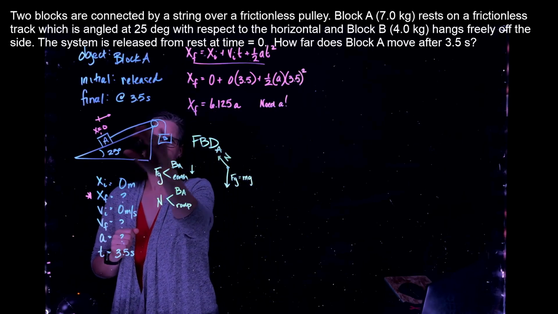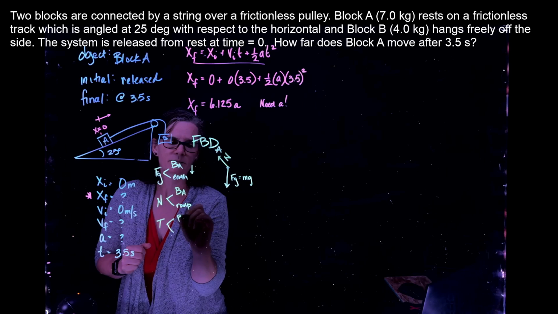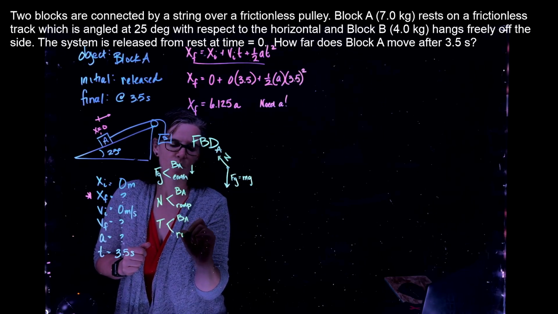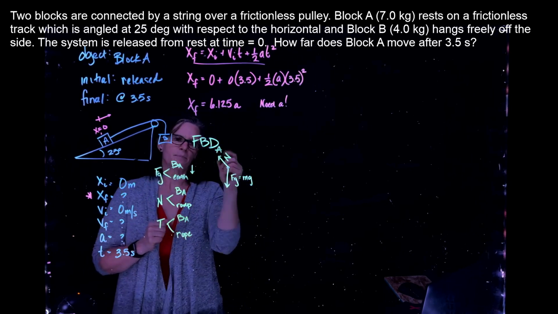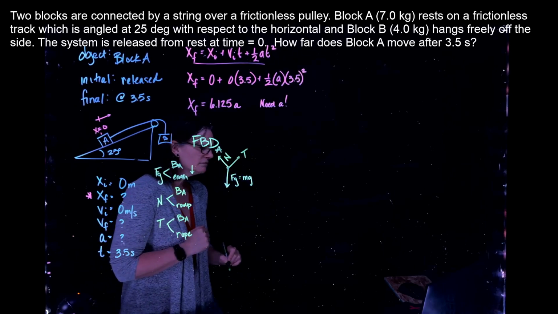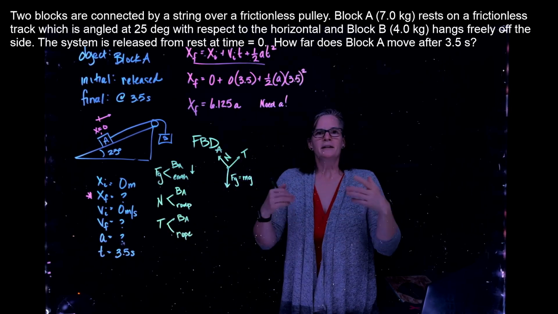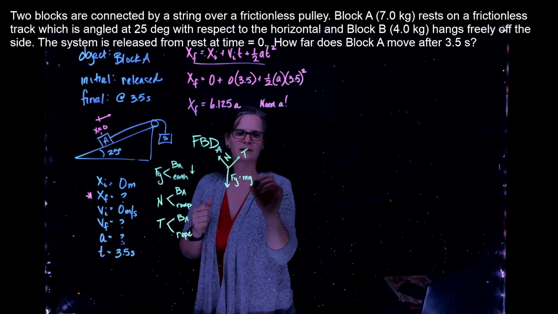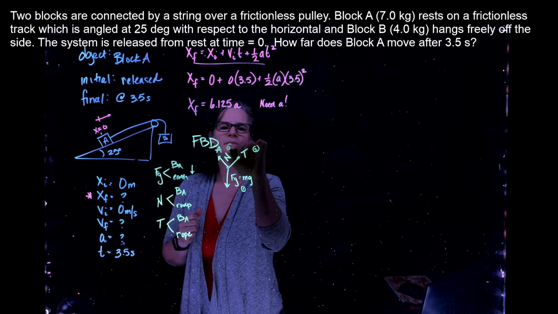Then we have the string. That's interacting. We'll call that a tension. That's between the string, the rope, let's just say, and block A. And it's pulling up the ramp. So it's kind of going in that direction. So here are my three forces acting on block A. Number those forces, and we break them up into their horizontal and vertical components. So here is force 1, 2, and 3.